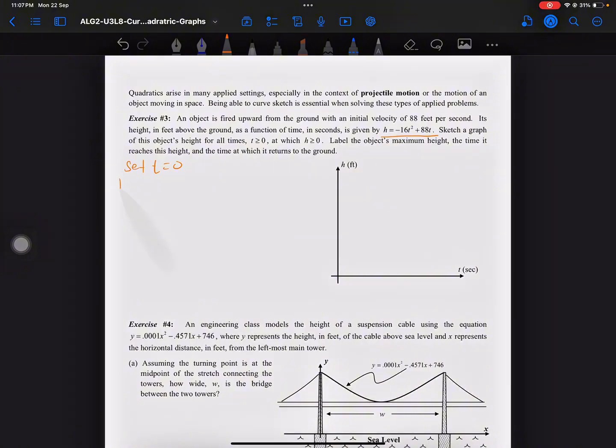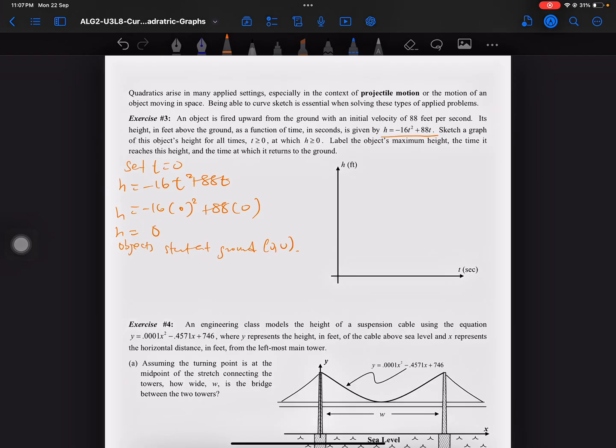So h is negative t squared plus 88t, with t as 0: negative 0 squared plus 88 times 0. So my h will be 0. So the object starts at the ground. At the ground, 0, 0. This makes sense, at time 0 it's on the ground.